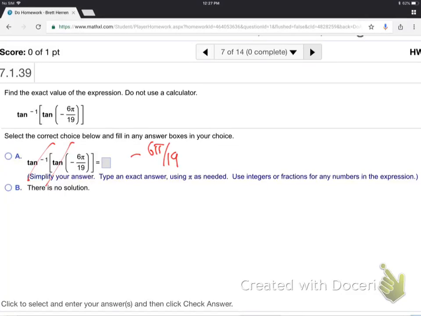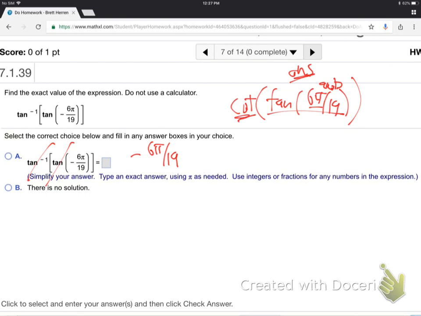If they gave me cotan of tan of 6 pi over 19 or negative 6 pi over 19, whatever, they couldn't do that. Because the tangent of 6 pi over 19, remember what goes in as an angle? What comes out as an answer? Well, then you'd be putting an answer into cotan. You can only put angles. That'd be an error. You can't even put an answer into cotan. Yeah, they couldn't do that. That'd be different.